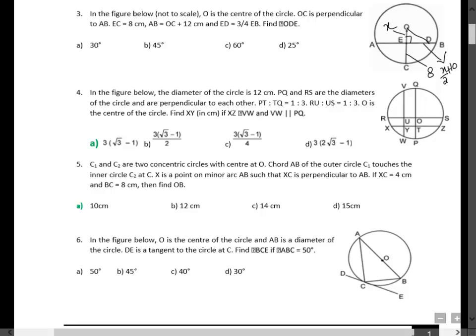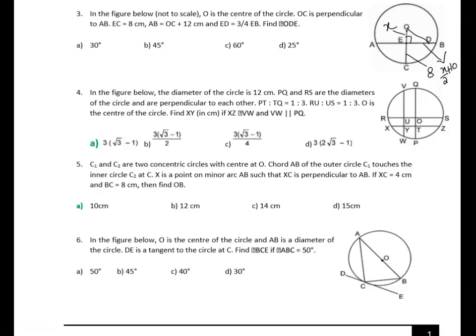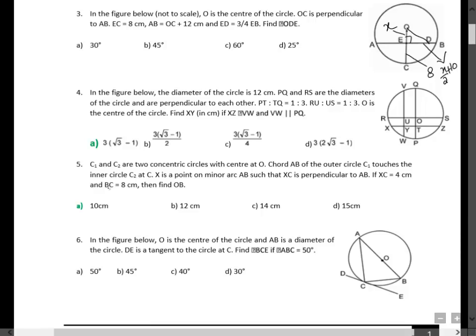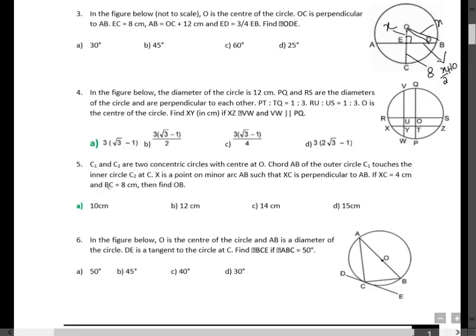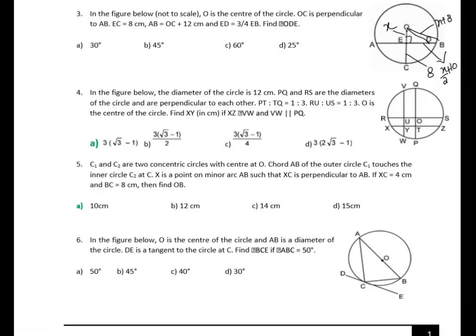What is OB? OB is the radius, if you observe it. OB is exactly x plus 8. Now you can find the value of x. (x plus 8) whole square equals x square plus (x by 2 plus 10) whole square. It is a right angle triangle: hypotenuse square equals side square plus side square. Now you can find x.